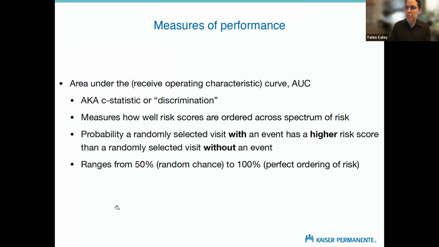So I'm going to talk about the performance measures we did look at. These performance measures are going to be familiar to many of those of you in the audience, but I'm going to take some time to explain them so that folks with less experience in prediction can understand the study results. So first, we looked at area under the receiver operating characteristic curve, also known as the AUC. Other terms for this are the C statistic, or referring to discrimination. And the AUC measures how well risk scores are ordered across the spectrum of risk. It can be interpreted as the probability that a randomly selected visit with an event has a higher risk score than a randomly selected visit without an event. And the AUC ranges from 50%, which is equivalent to random chance, to 100%, or perfect ordering of risk.